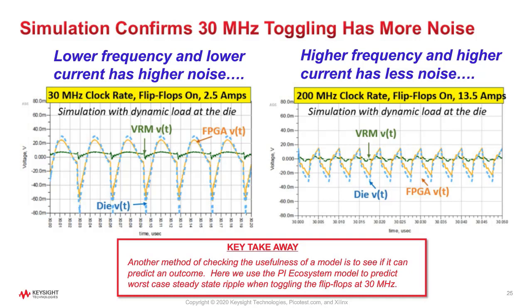This is a good prediction, but we had to guess at the model for the dynamic switching load at the die. Now with our method for synthesizing the elusive dynamic current, it will be possible to compare both the voltage ripple and the dynamic switching current to get a more complete picture of the noise power density at the FPGA package pins. Let's see if measurement confirms our prediction of worst-case steady-state ripple at 30 megahertz.